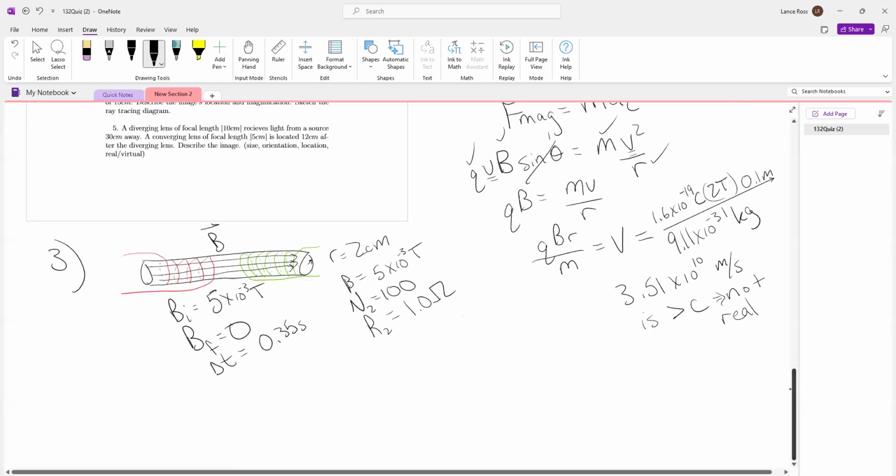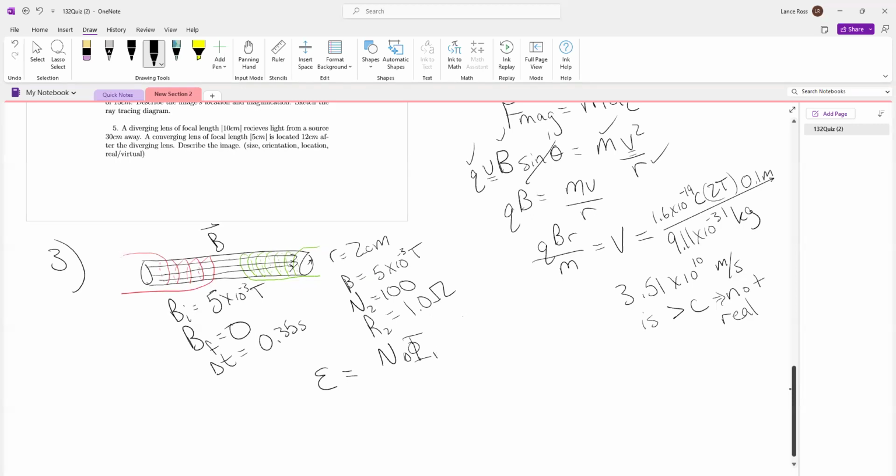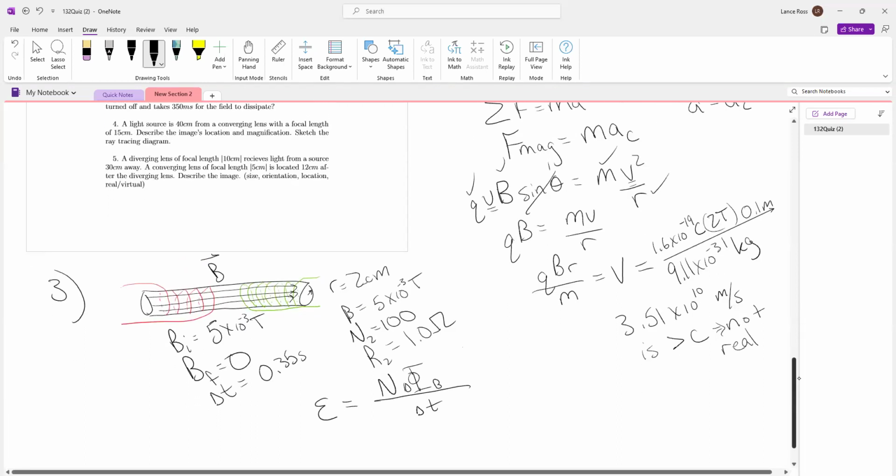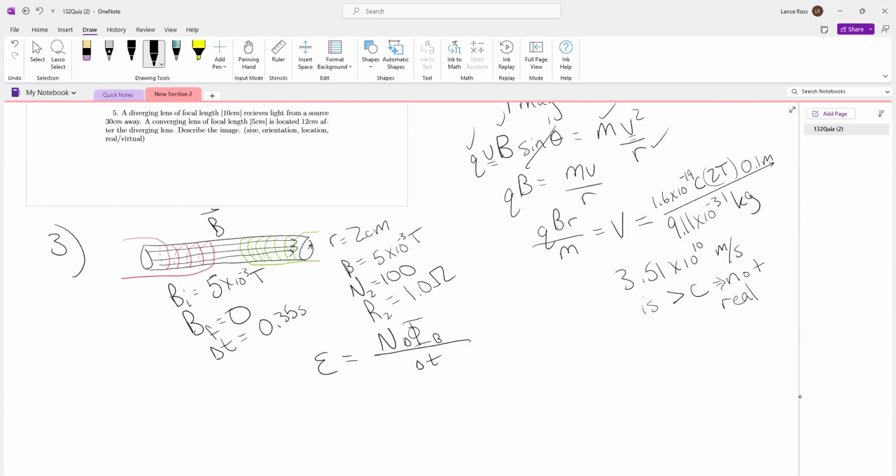We're talking about induction here, so we're going to look at EMF, delta phi, the flux over delta T. So the change in flux over change in time times the number of coils. And this will give us our voltage. Were we asked for voltage or current, though? We're asked for the current induced in the second coil, but we were given the resistance. So we're going to find the voltage to figure out what the current is after we use the resistance.